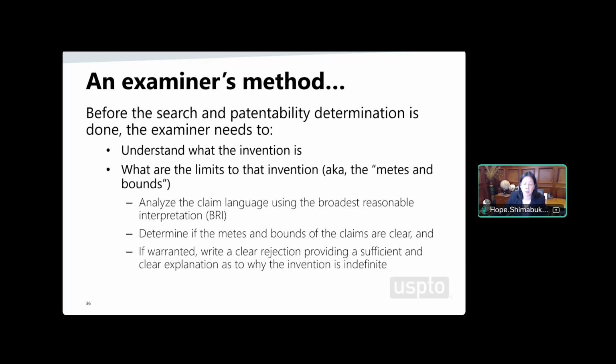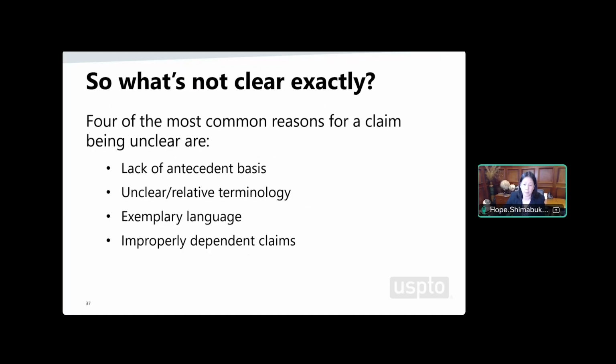So once the examiner determines the BRI and defines a scope, they will do what we call a prior art search. And once done, the examiner writes up the rejection, where he has to provide a clear and sufficient explanation on the record as to why that claim limitation does not meet the requirements of the statutes required in the MPEP. So what exactly is unclear when the examiner reviews an application?